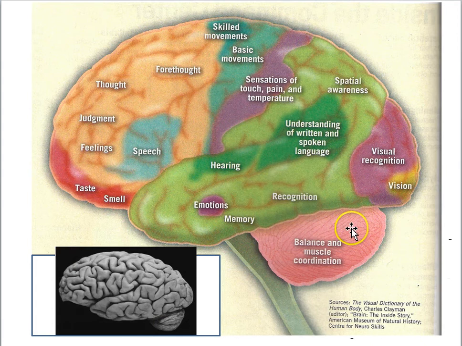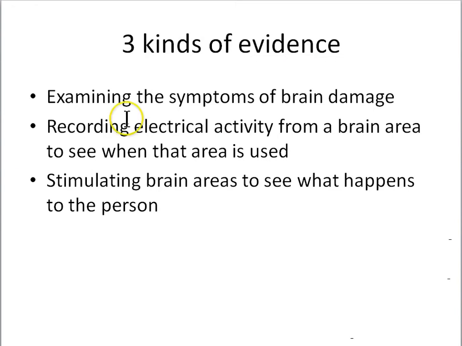And here we see a map of the left hemisphere. Now the words here indicate what each brain region is involved in, what kind of task or process. And brain scientists have discovered the map here of the brain using three basic techniques. And they're summarized in this slide.